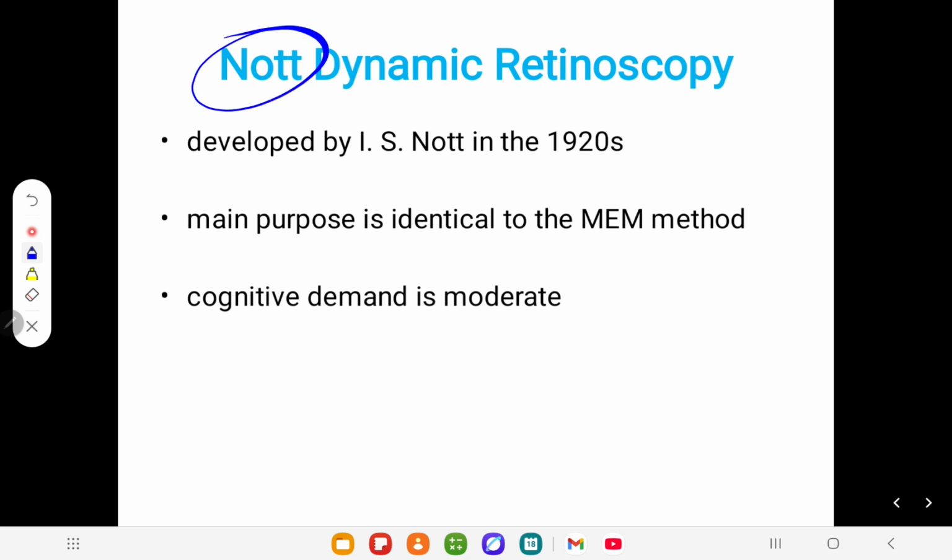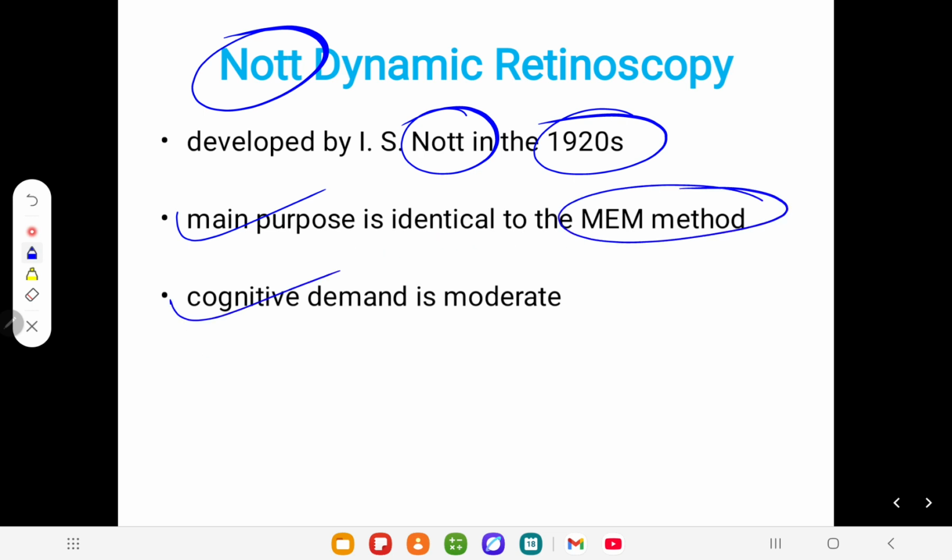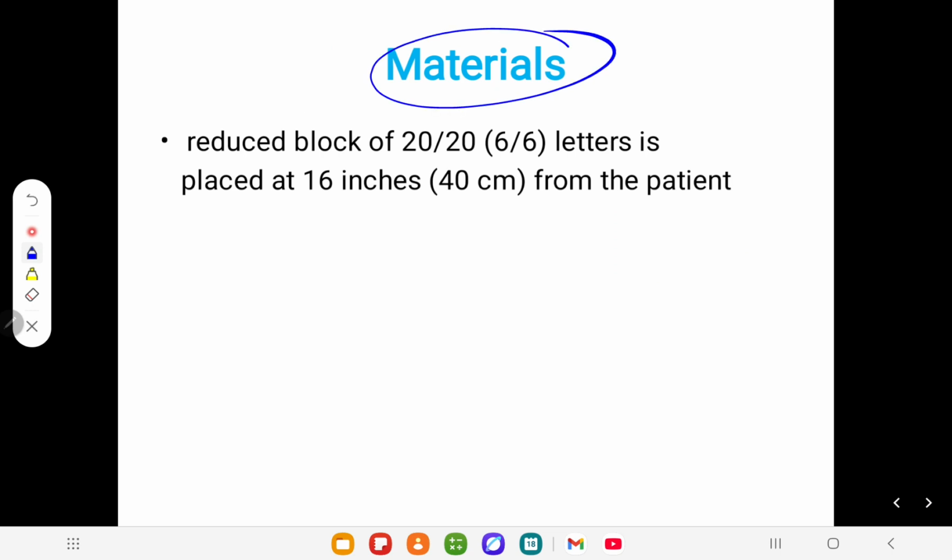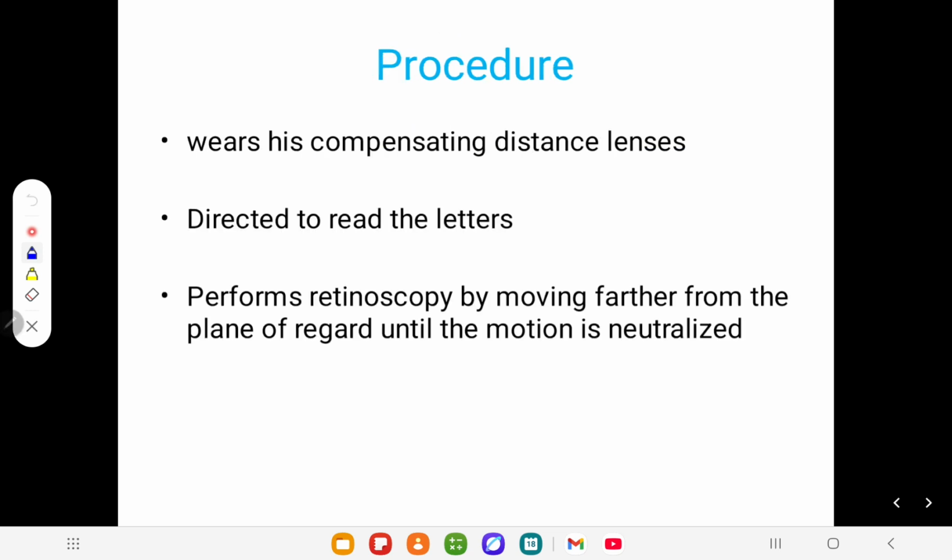It's the Nott method, that is Nott dynamic retinoscopy, or near retinoscopy, developed by I.S. Nott in the 1920s. The main purpose is identical to the MEM method. So cognitive demand is moderate in this case too. For the material, a block of 20/20 letters is placed 16 inches from the patient. Just remember here, 16 inches from the patient, and in case of MEM retinoscopy, we place the object that the patient focuses on around the retinoscope beam. So the procedure is with compensating distance lenses.